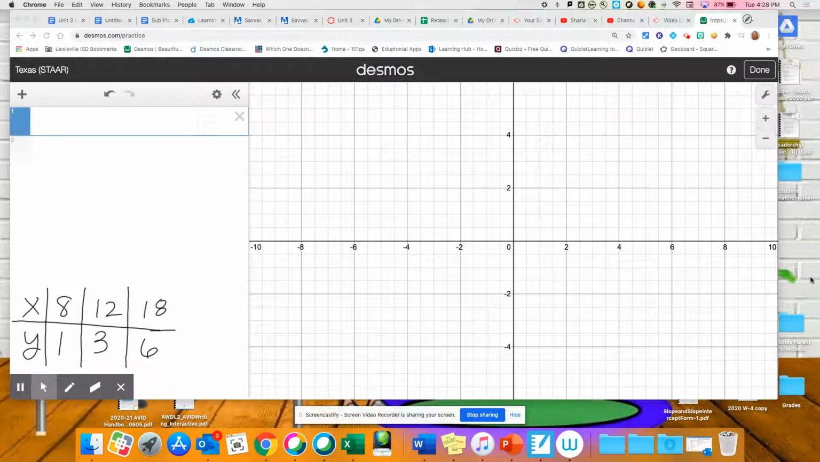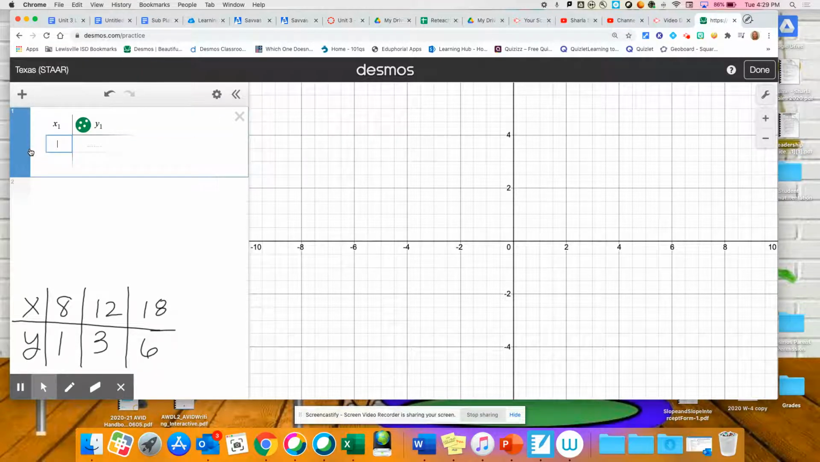Okay, we're going to take a look at how we can use Desmos to figure out what the equation is for a table. So I've written a table down here in the corner, and I want to take this table and insert it into Desmos. There's a plus button at the top left-hand corner, and when I push plus, it drops down an option of an expression or a table.